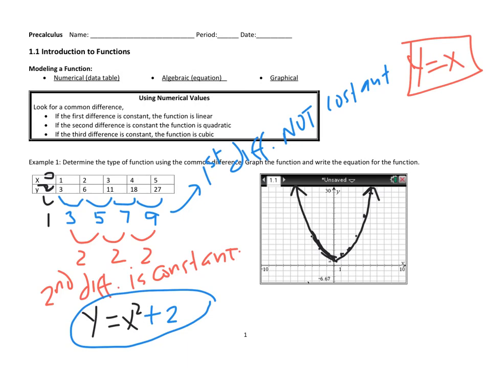So in summary, when you get a table, find the first difference. If the difference is constant, then it's a linear function, and then you can go ahead and graph it to get the equation and the graph. If the second difference is constant, it's quadratic. If the third difference is constant, it's cubic, and so forth.